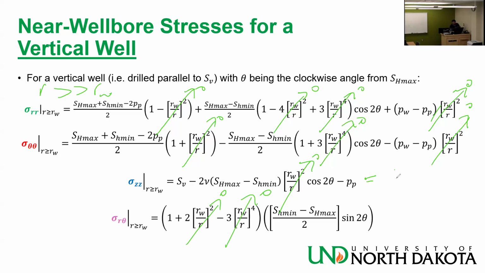So sigma ZZ becomes V minus PP, which is the same as sigma V. Sigma R theta becomes basically (SH mean minus SH max) divided by 2 times sigma sine 2 theta; this goes away basically. And there are some simplifications you can get. Sigma RR, those go away, and you end up with PW minus PP. So it becomes much, much clearer.